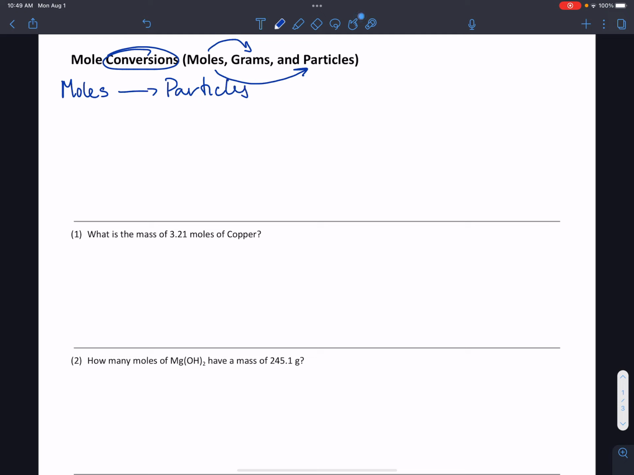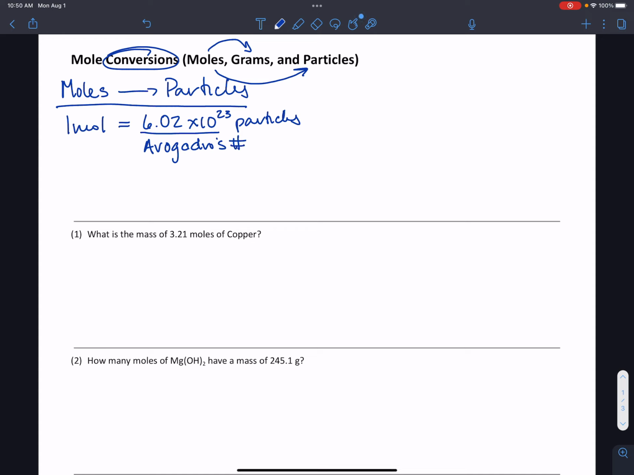Now particles is a very general term here. Particles can be anything. We have learned in class that 1 mole of any substance contains 6.02 times 10 to the 23rd particles. This 6.02 times 10 to the 23rd is also known as Avogadro's number.